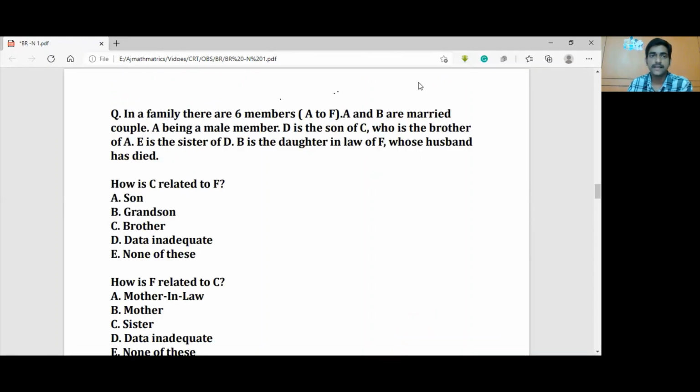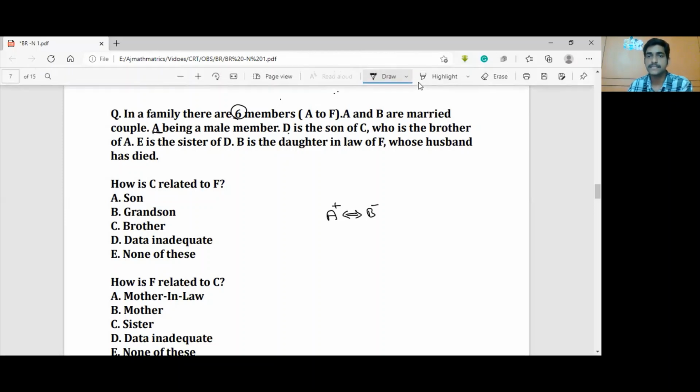Let's solve this question. In a family, there are 6 members, A to F. A and B are married couple. So A and B are married couple means we can draw like this, and still we don't know the gender of A and B. And the next statement says A being a male member. If A is a male member, then B will be a female automatically.